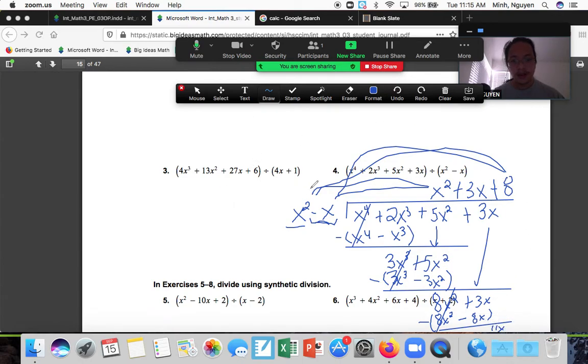So the answer is this divided by x squared minus x: x squared plus 3x plus 8 plus 11x over x squared minus x.